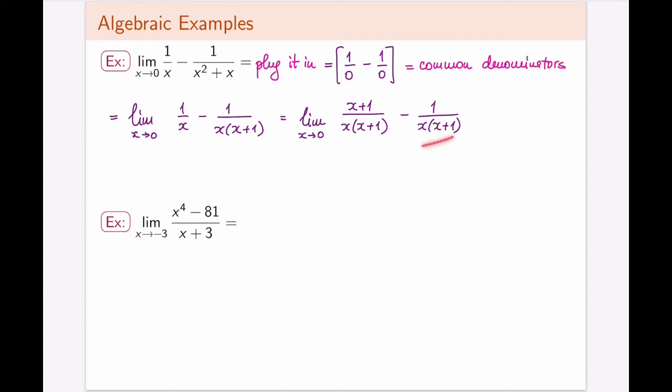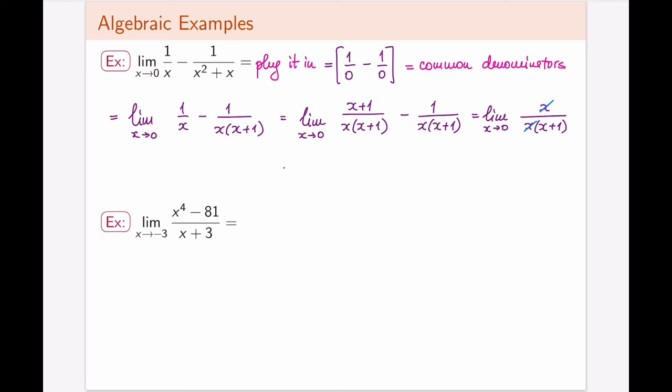Now that I have common denominators, I can bring the two fractions together. So I'm going to have the limit as x goes to 0. On the bottom, I have x times x plus 1. And what do I have on the top? I will have x plus 1 minus 1. I'll notice that the 1's actually cancel each other out. So on top, overall, I will simply have x. And now I also notice that I can cancel the x on top with the x on the bottom.